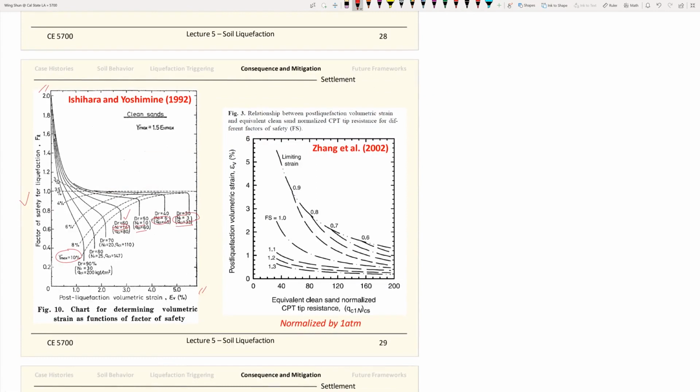Many things, like now the x-axis is your tip cone resistance, and the contour lines are the factor of safety. So you know what factor of safety you calculate from liquefaction analysis, then you will become the contour lines, and then you know the factor of safety from your triggering evaluations, and the corresponding tip cone resistance of CPT. Then you can read off the post liquefaction volumetric strain based on the information.